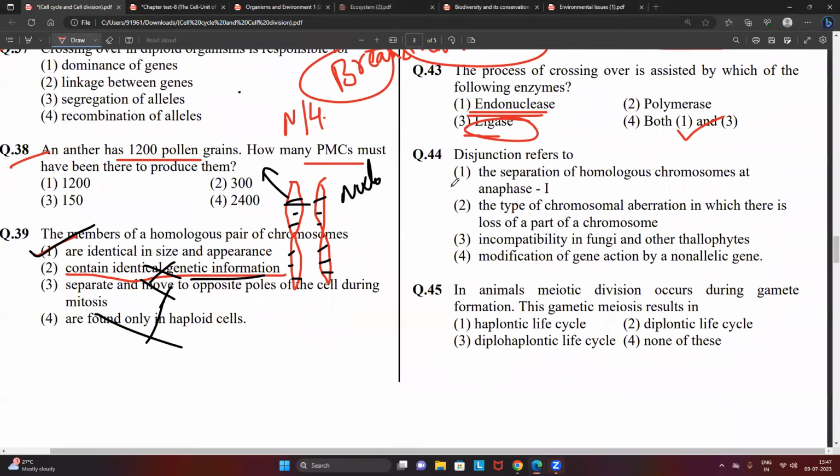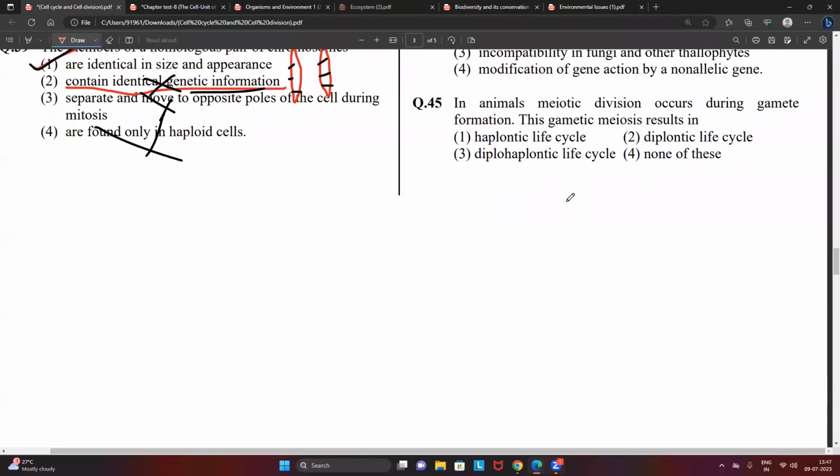Question number 44. So the separation of the homologous chromosomes at anaphase 1 is 1. So that is the answer.